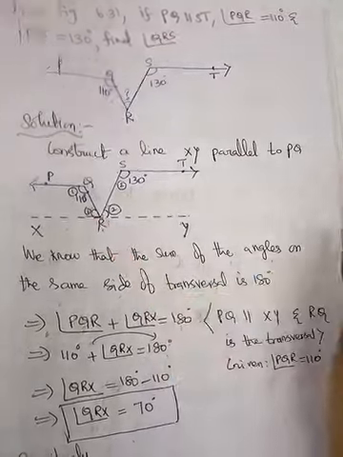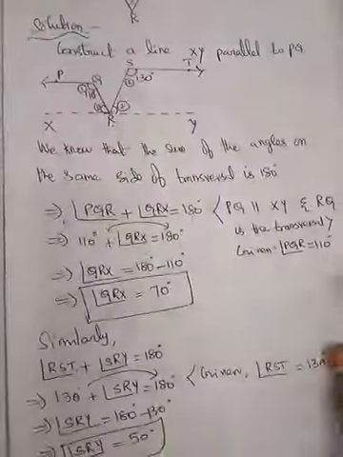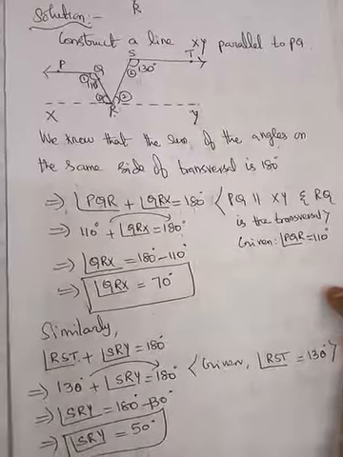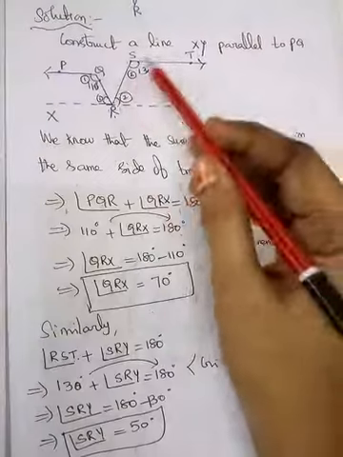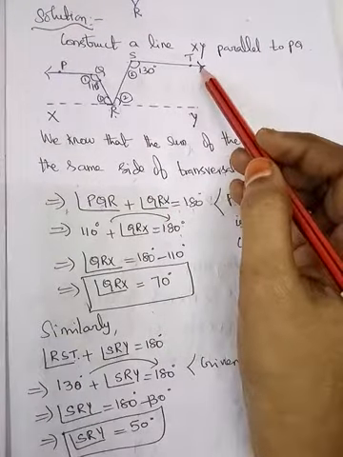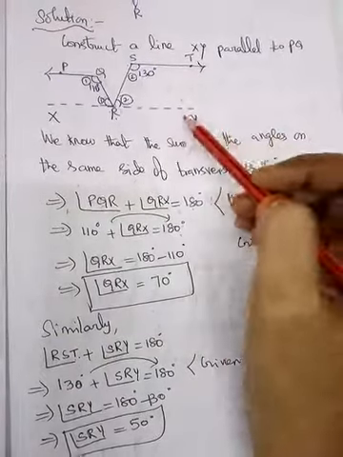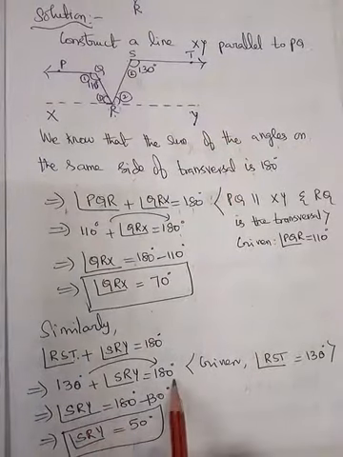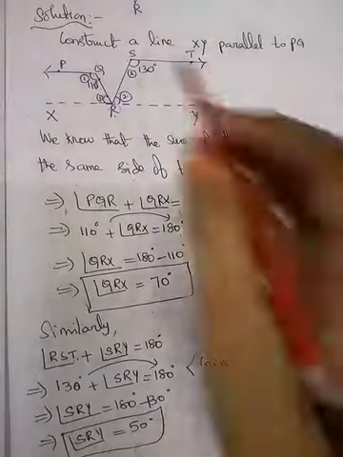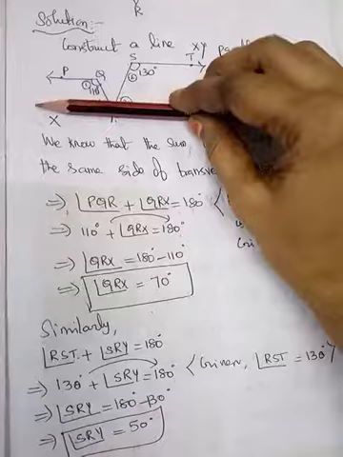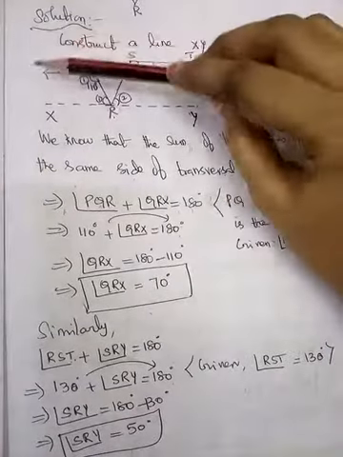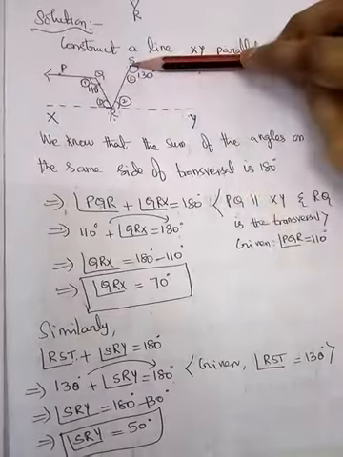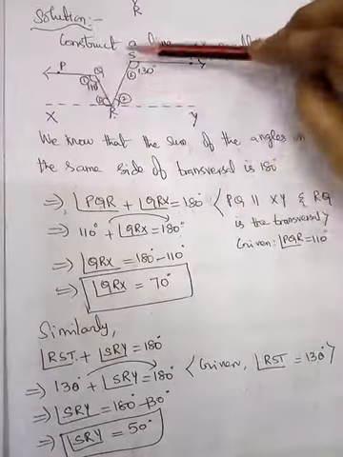Next, I am going to start with angle RST. Angle RST plus angle SRY is equal to 180 degrees. Similarly, why? Because XY is parallel to ST also. What is given? PQ is parallel to ST, so definitely XY is also parallel to ST.